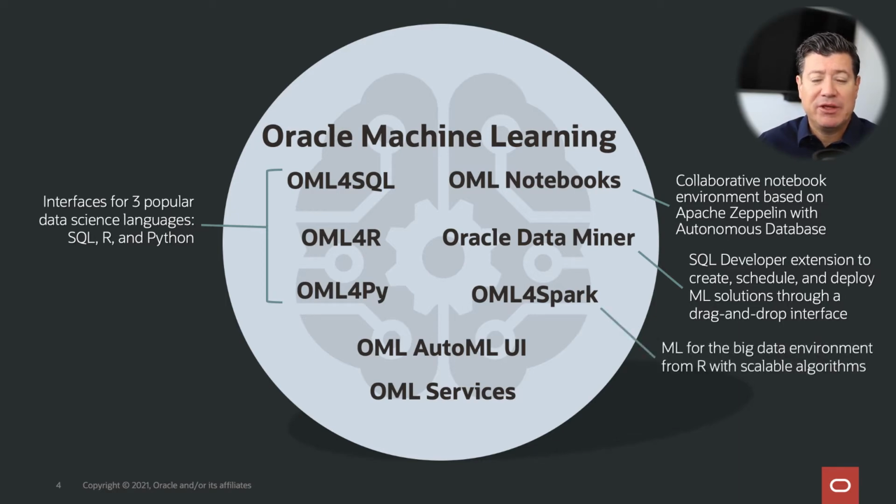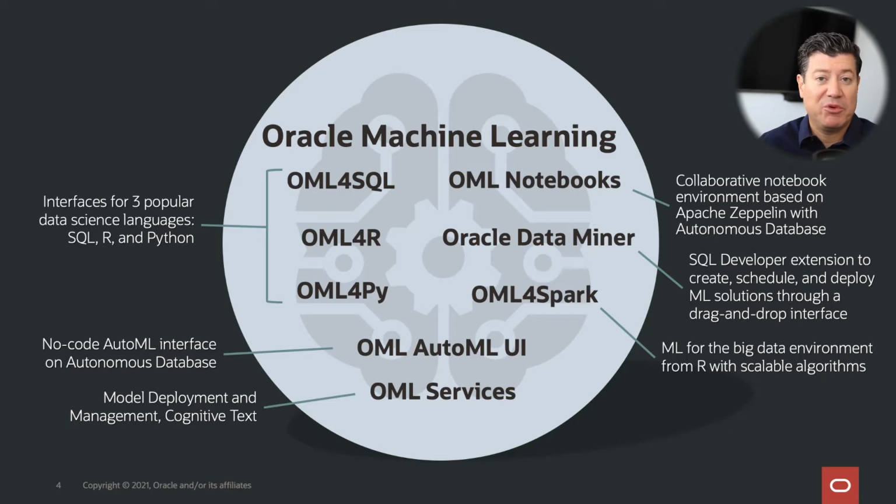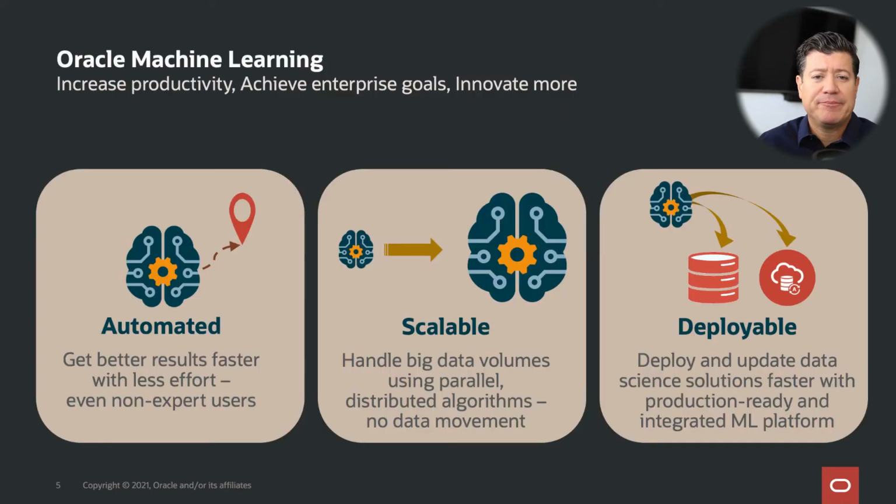And then we have the Oracle Machine Learning for Spark, which is a tool that runs machine learning inside big data clusters under Spark. And then we have AutoML UI, which allows you to build models with a click of a mouse and then deploy them without having to type any code. And at the end, we have the Oracle Machine Learning Services, which is our platform for deploying real-time scoring models. In essence, what we have is three key pillars for Oracle Machine Learning. We have automation, we have the scalability of those models, and then we have the capability of deploying those models very fast. And that's what we're going to study today.